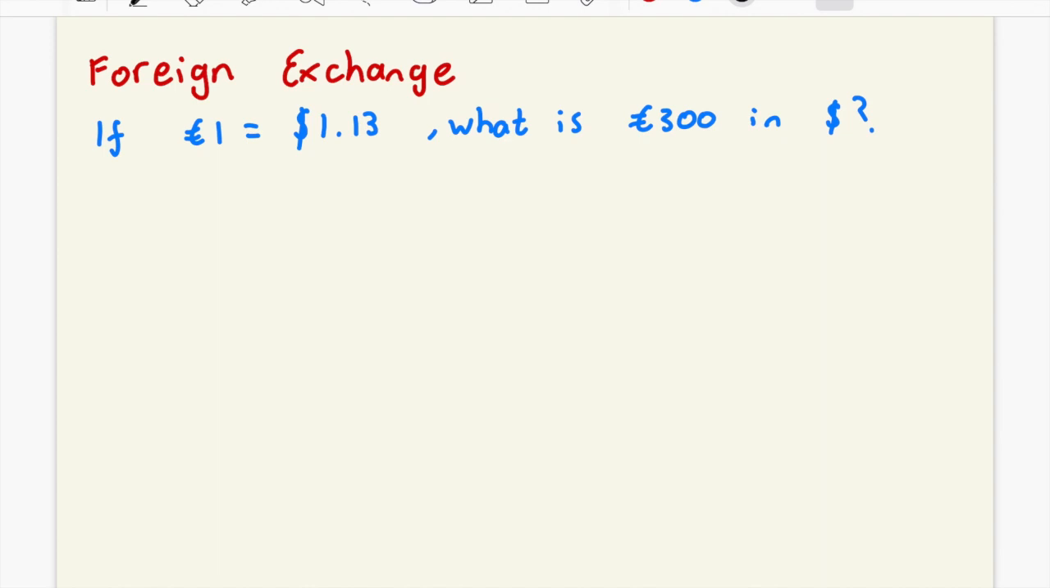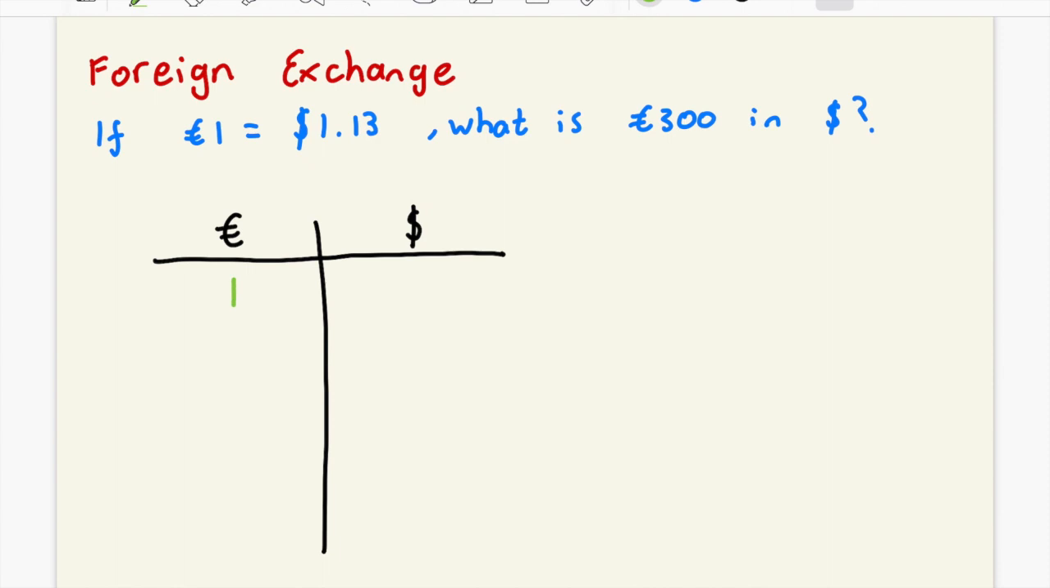So the easiest way to do this is to create a grid with a different currency on each side. So on the left here we're going to have euro, and on the right we're going to have dollars. So the first thing that we're going to write in this grid is the exchange rate. So we have €1 is equivalent to $1.13. So once we have that, we can move on to converting our amount, which in this case is €300.